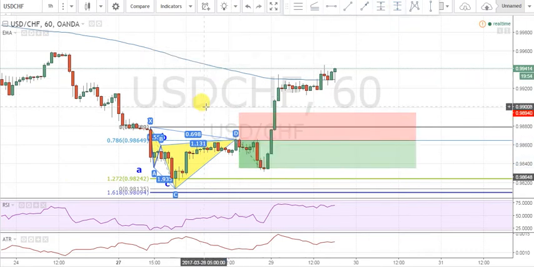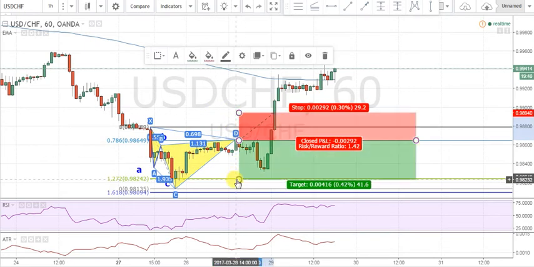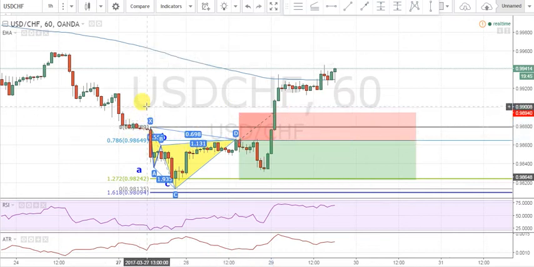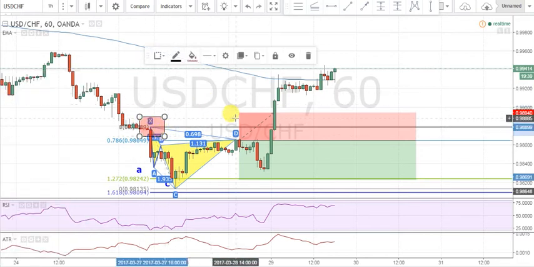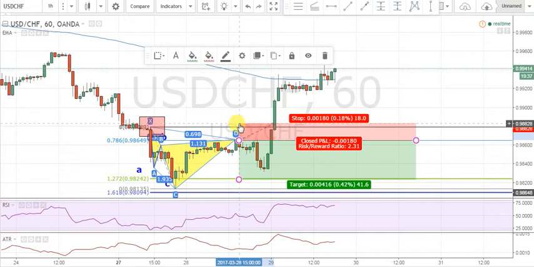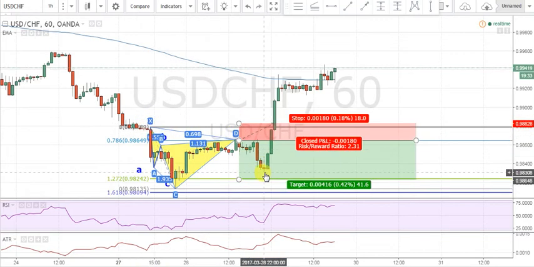My targets were all the way down here, and my stops were above. Usually our stops will have to go above the X leg, above the previous structure, which is this one right here. So I had my stops around here. As you can see, it didn't really hit. It was about maybe 10 pips away from hitting target.